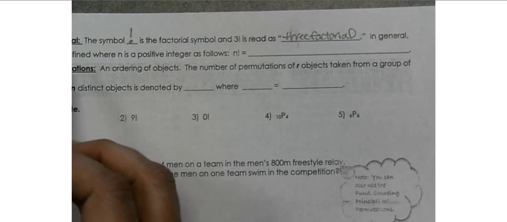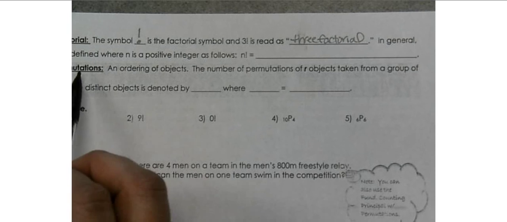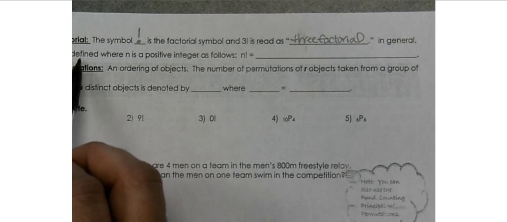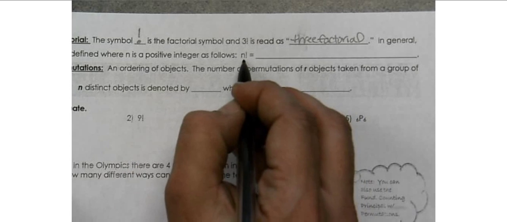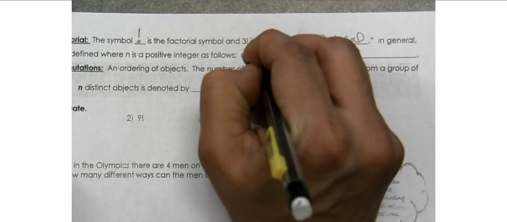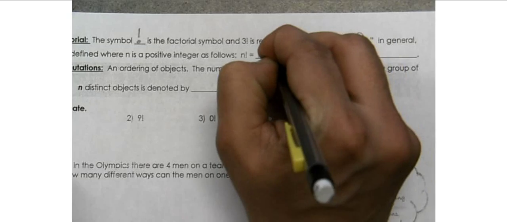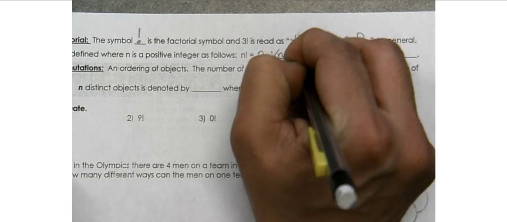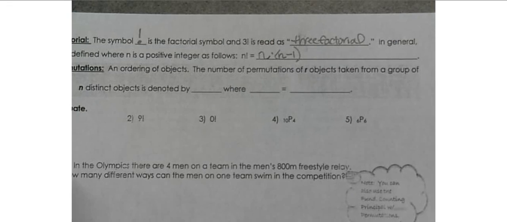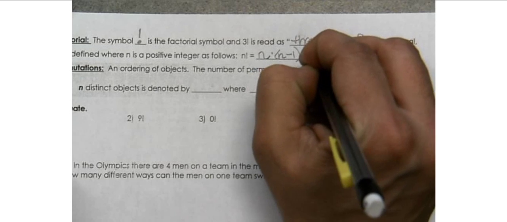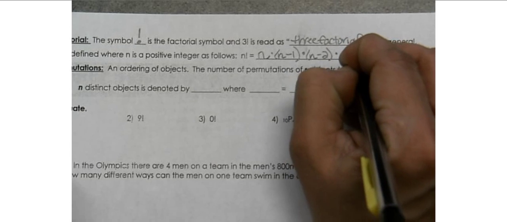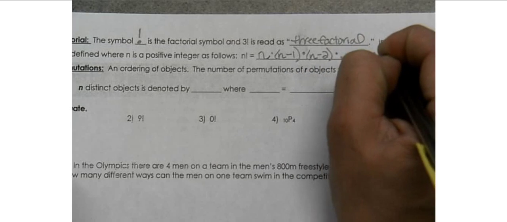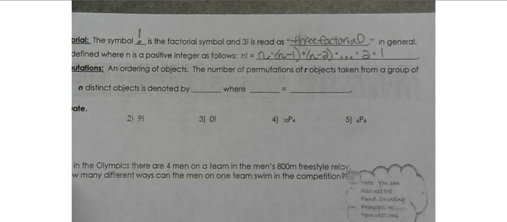In general, n factorial, you can read it on your sheet, n factorial is defined where n is a positive integer as follows. If you see n factorial, that means that you take that number, you multiply it by the number less than that, so like n minus 1. You multiply it by the number less than that, n minus 2. And then we would keep multiplying all the way down until we get to 1. We wouldn't want to keep going to 0 because then 0 would always be the answer, okay?